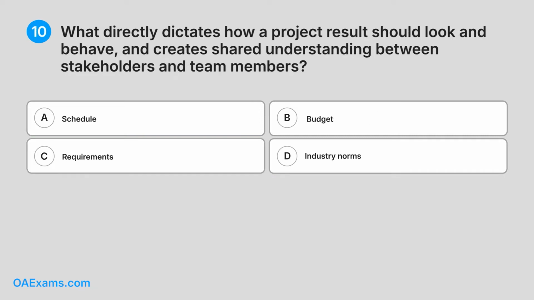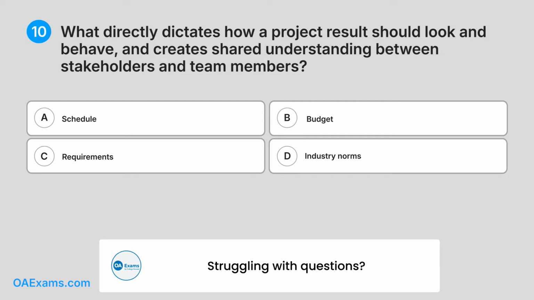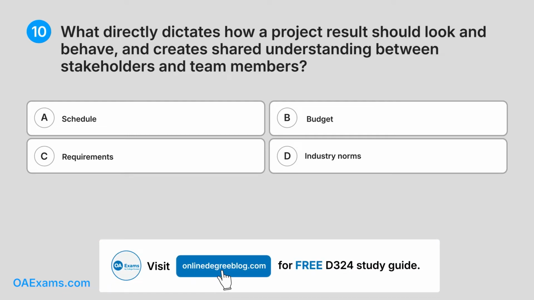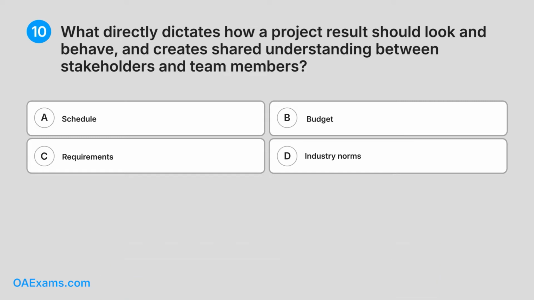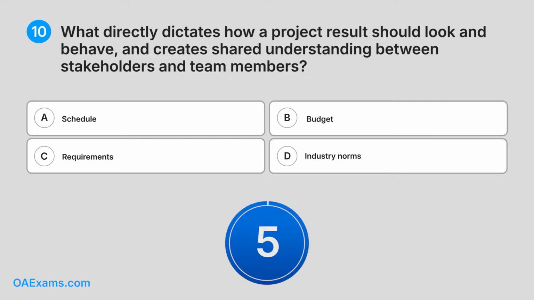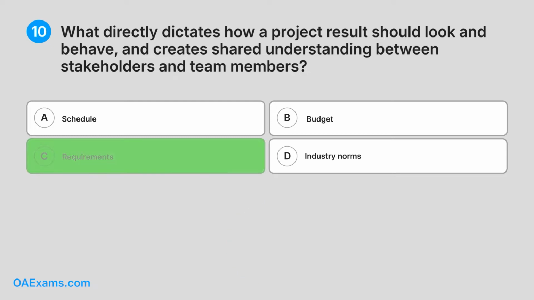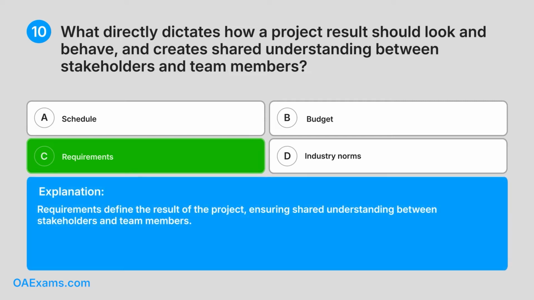10. What directly dictates how a project result should look and behave, and creates shared understanding between stakeholders and team members? A. Schedule. B. Budget. C. Requirements. D. Industry norms. Can you guess the answer? Correct answer. C. Requirements. Explanation. Requirements define the result of the project, ensuring shared understanding between stakeholders and team members.